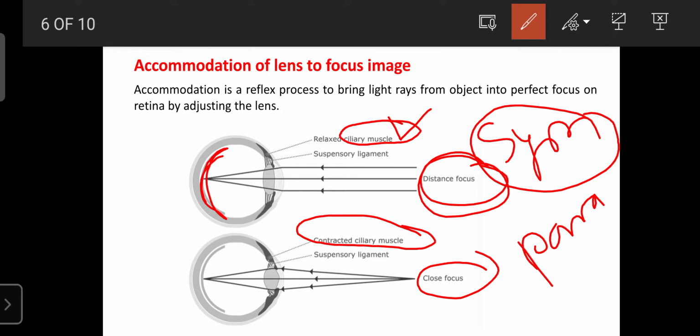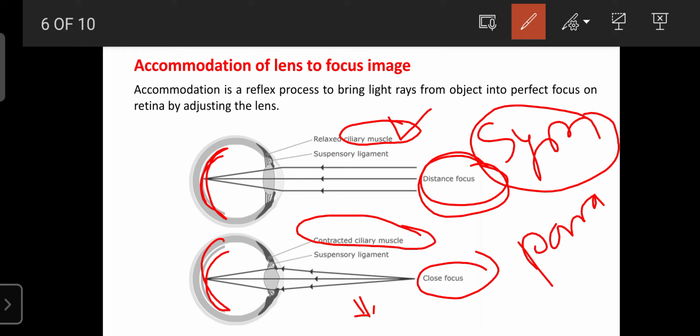Due to contraction of the ciliary muscles, the lens becomes thick. Due to that, the pupil size decreases. Due to the decrease in pupil size, the near image can fall exactly on the retina. So that is the adjustment of size according to the image distance.